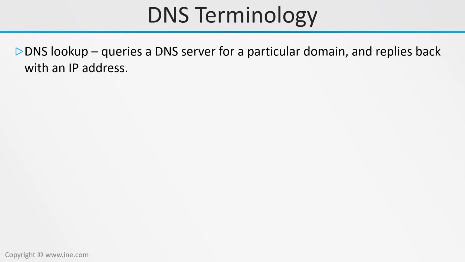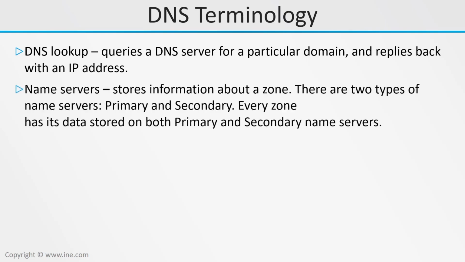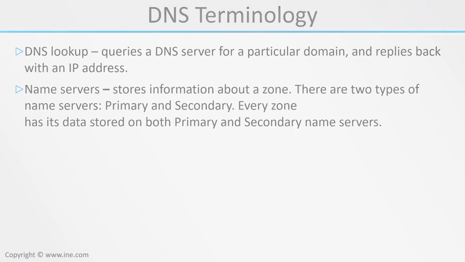Alright, so a DNS lookup is simply a query to a DNS server for a particular domain, and that DNS server will reply back with an IP address or information about that domain back to the client asking. A name server stores information about the zone. And there are two types of name servers, primary and secondary. If you're using both, all the zone data needs to be stored in both primary and secondary name servers.